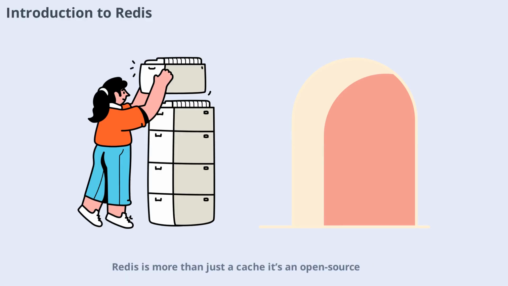Redis is more than just a cache, it's an open source in-memory data structure store that powers databases, caching, and message brokering. If you've ever wondered why Redis is so popular in high-performance systems, you're in the right place. We'll explore its architecture, persistence models, clustering, and the trade-offs you need to consider. Let's start by understanding what Redis is and why it's a go-to choice for engineers tackling speed and scalability challenges.